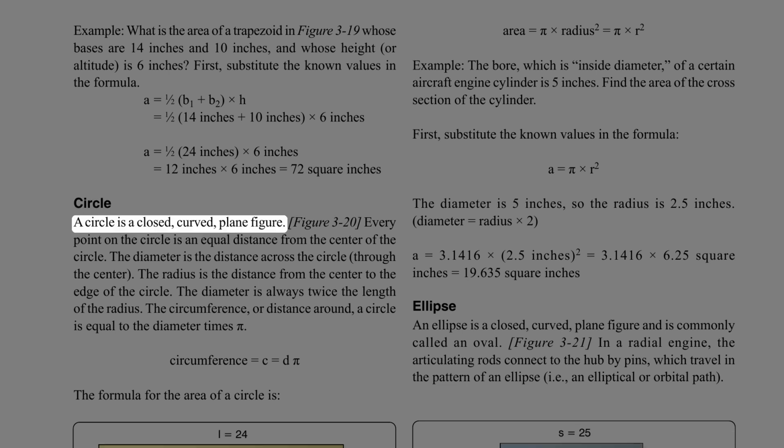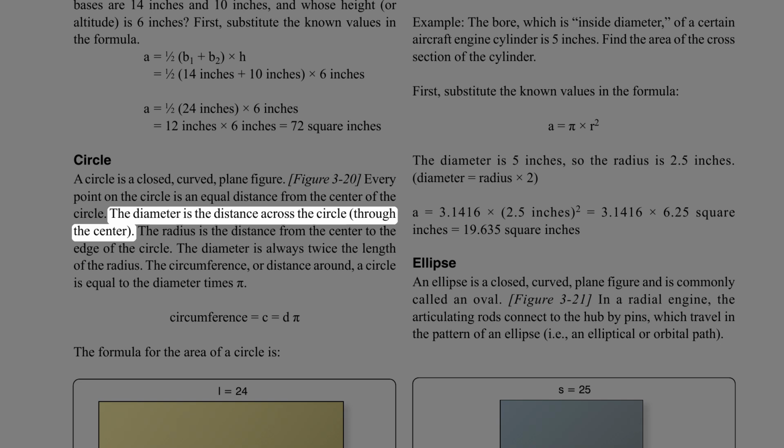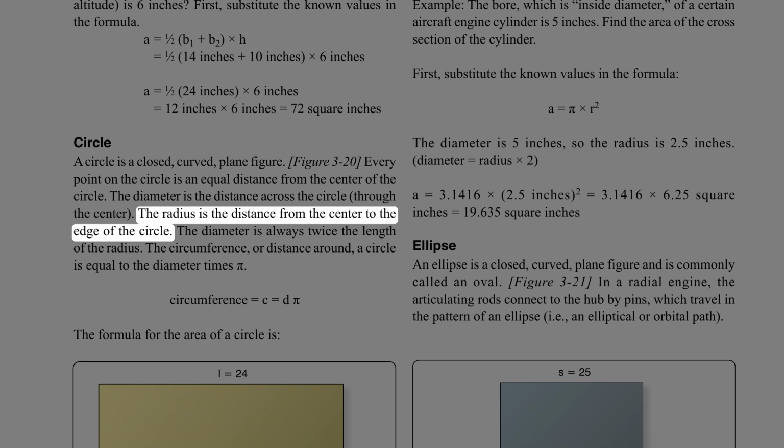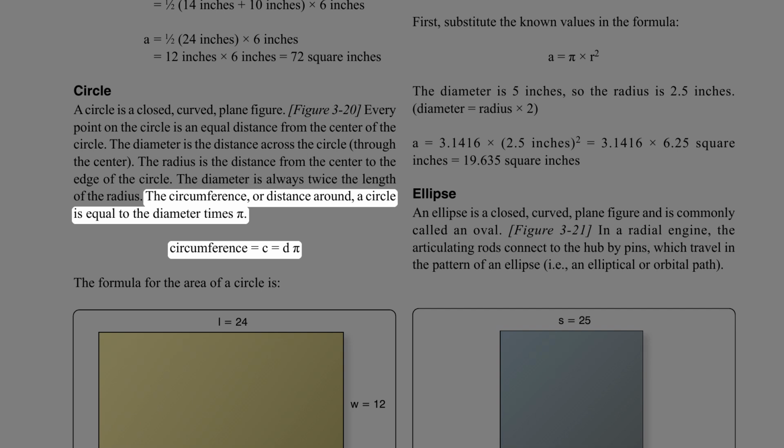Circle. A circle is a closed, curved, plane figure. Figure 3-20. Every point on the circle is an equal distance from the center of the circle. The diameter is the distance across the circle, through the center. The radius is the distance from the center to the edge of the circle. The diameter is always twice the length of the radius. The circumference, or distance around, a circle is equal to the diameter times pi. Circumference equals C equals d times pi.